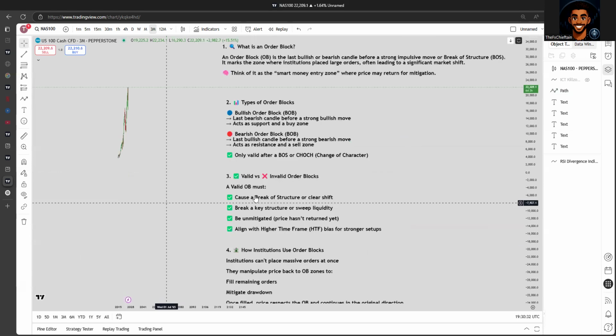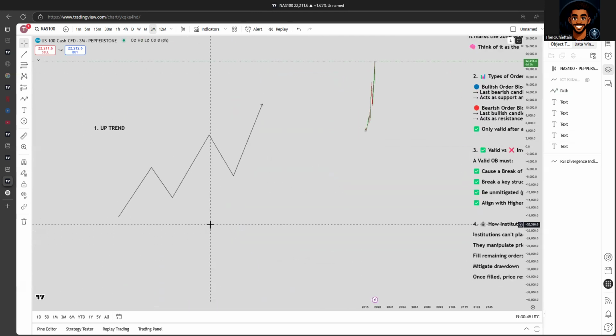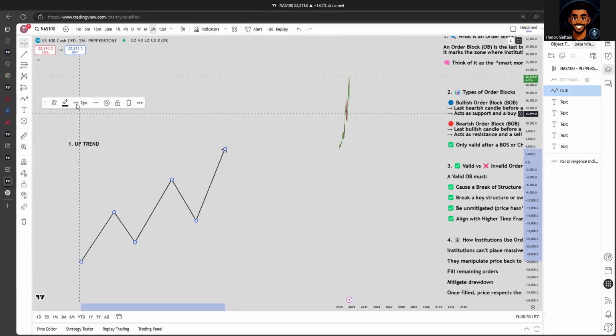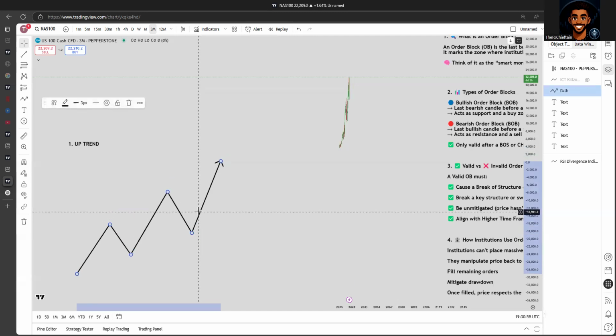Based on this, that's number 3, right? Valid versus invalid order blocks. The market must first cause a break of structure or a clear shift, break a key structure or sweep liquidity, and mitigated price has to return. If it's in an uptrend, we understand that the market is trending upward, creating higher highs and higher lows.